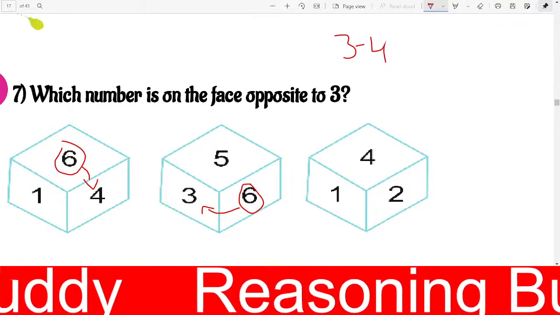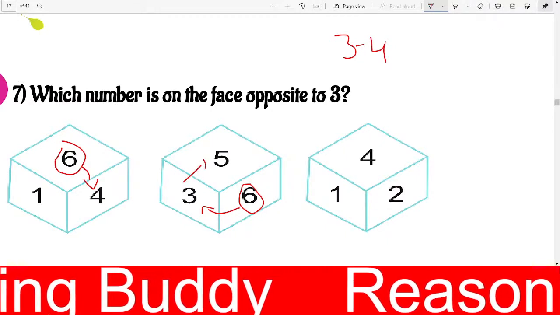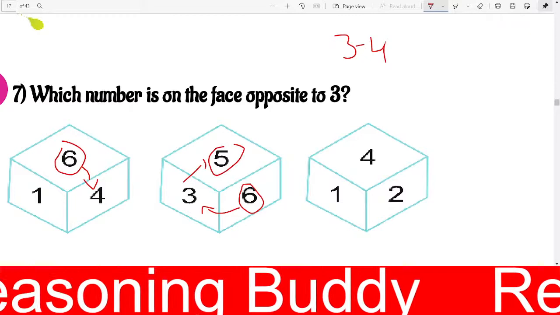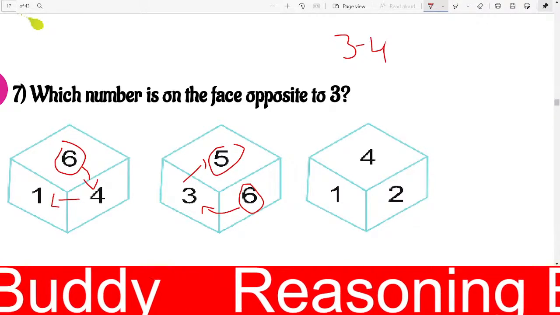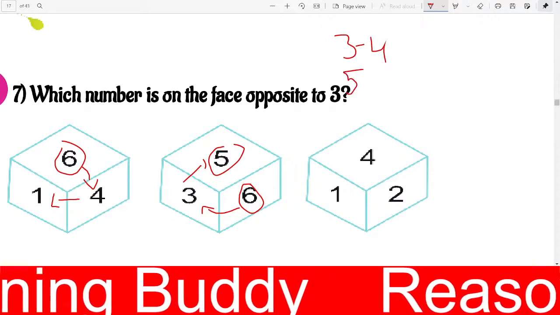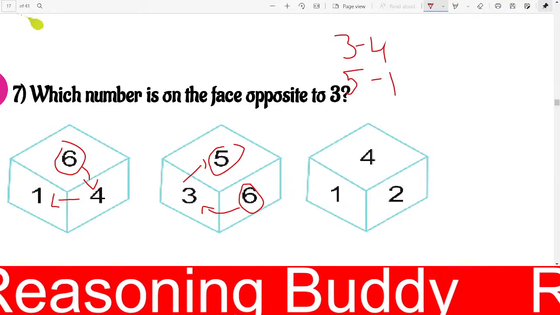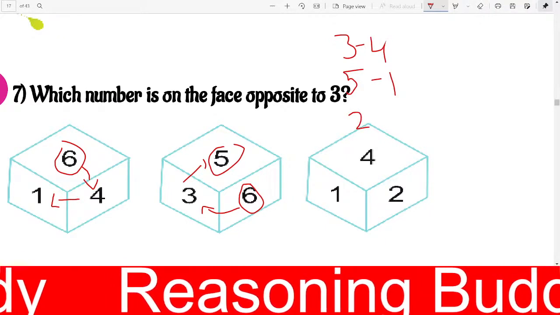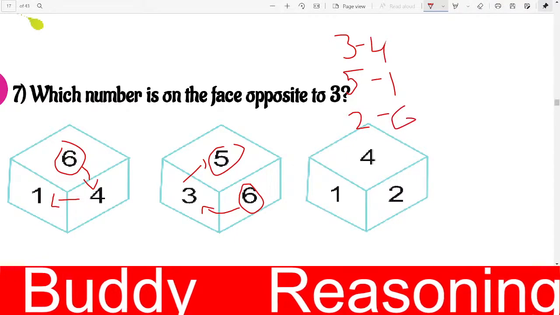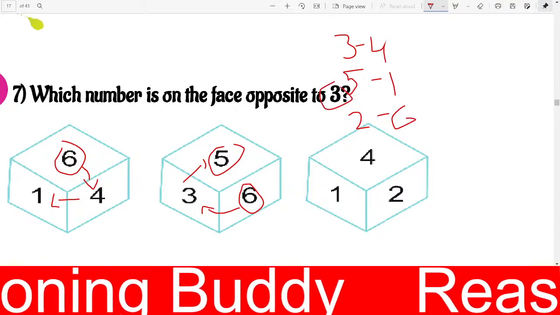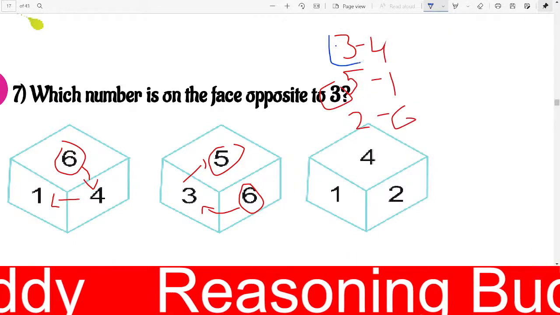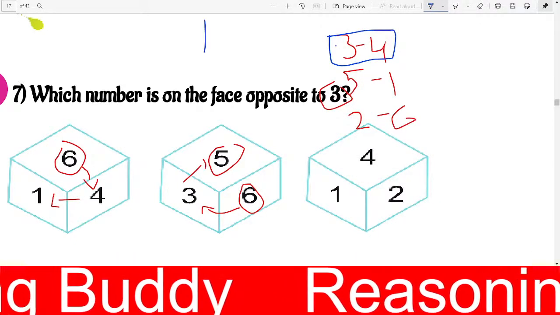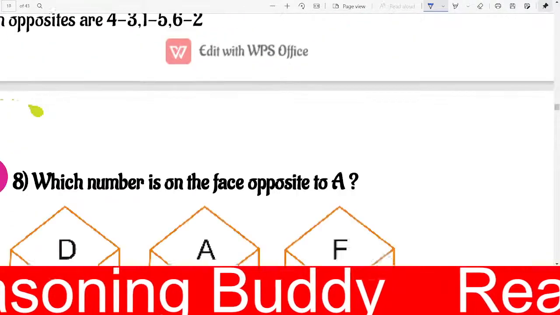And next 5, and here the next one according to clockwise is 1. So 5 and 1 are opposite. So the remaining 2 and 6 are opposite. In the question they asked for 3. So what is the opposite side for 3? The opposite side for 3 is 4. So the answer is 4.